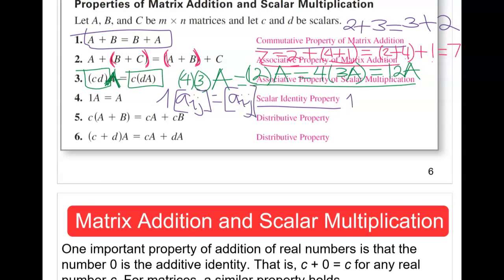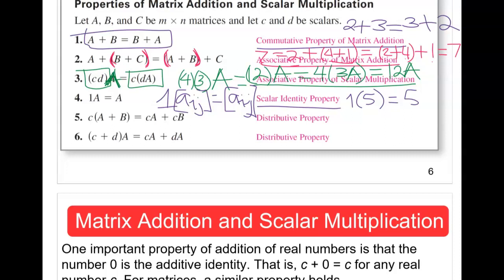If you multiply 1 times 5, you still get 5. So 1 is the identity for real numbers, for multiplication. Multiplicative identity, that's the correct name. And so is the number 1 for scalars. So the scalar identity is the multiplicative identity for real numbers, same thing. 1 is the identity.